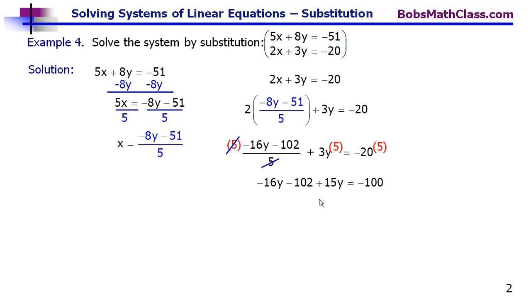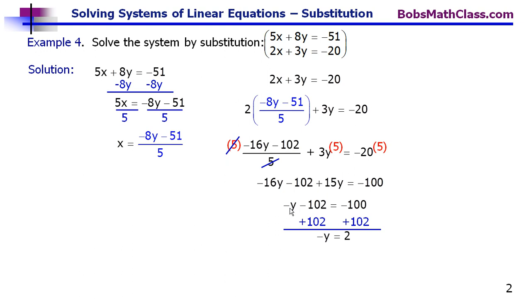Add like terms and get the variable by itself. So a negative 16y and a positive 15y is negative 1y, or just negative y. Bring down the negative 102. Add 102 to both sides.